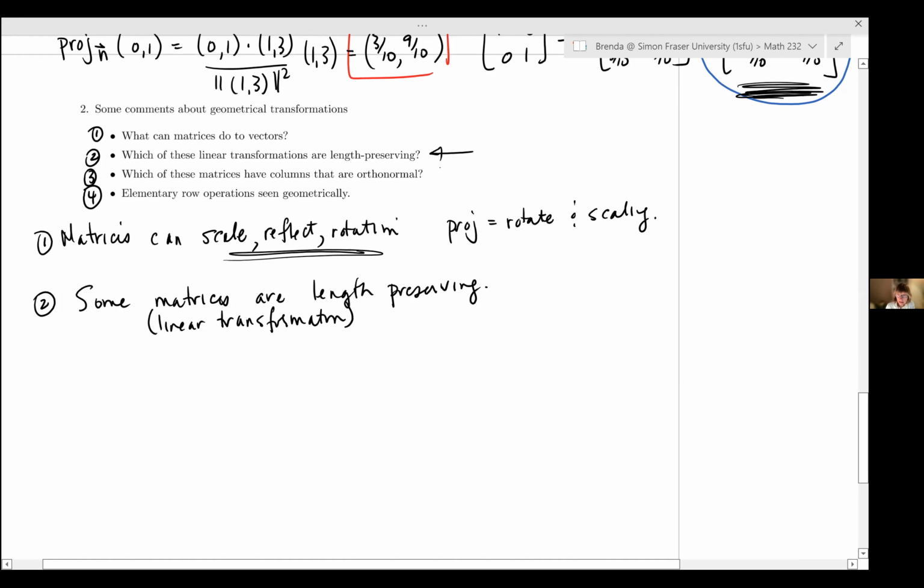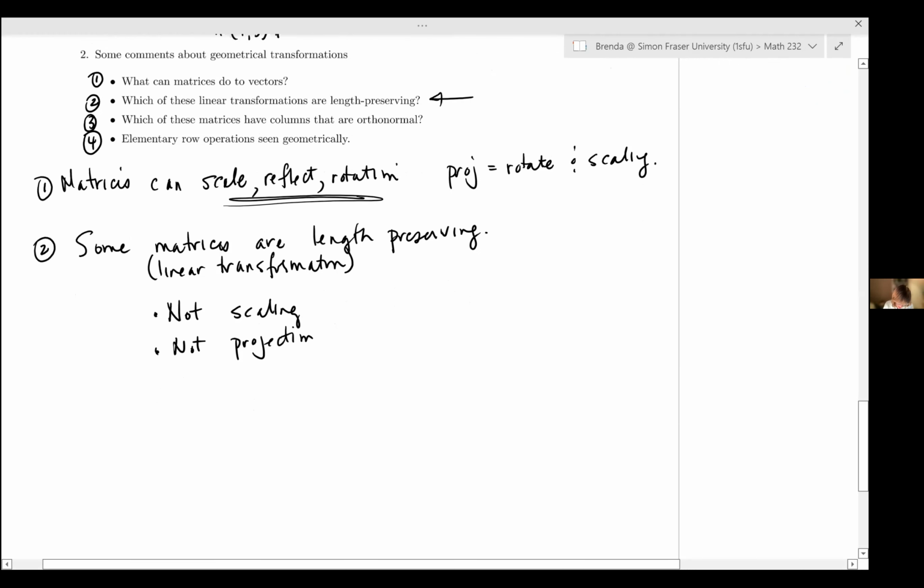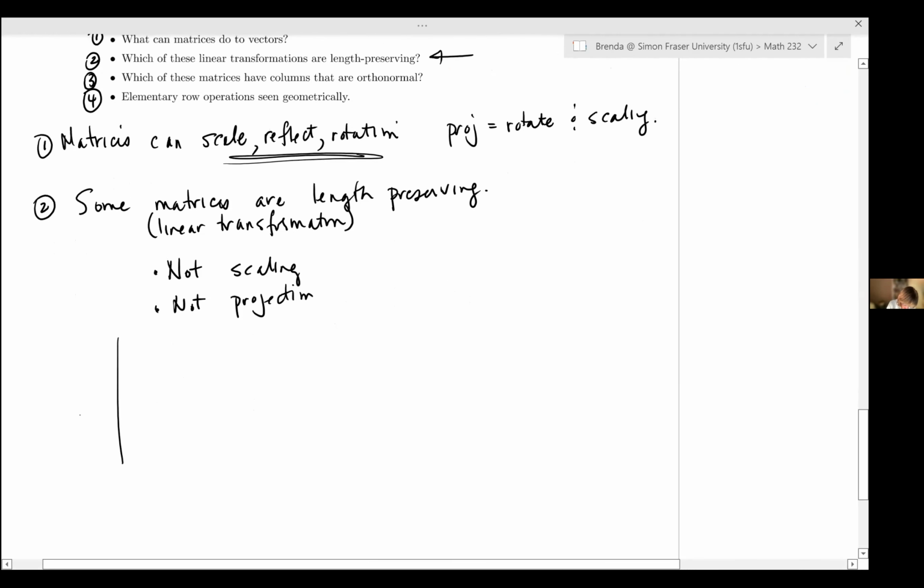I mean, clearly not scaling and clearly not projection. Not scaling, since the purpose of that is to change the length. And not projection, right? Your shadow doesn't have to be the same length as you are. It can be under special circumstances, but generally speaking, your shadow is longer than you or shorter than you. So in general, projection is not length preserving.